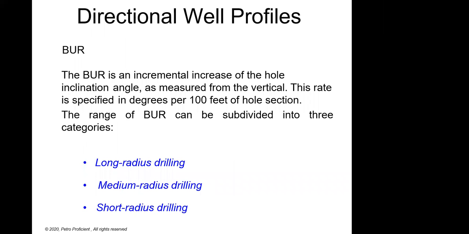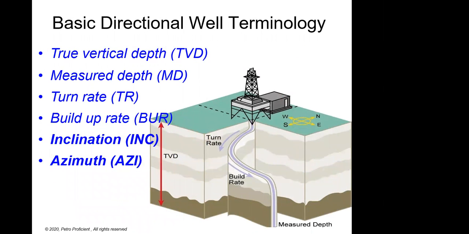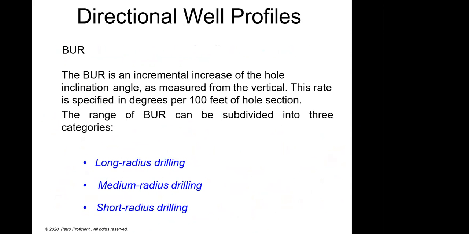Also, there is what is called the build rate that we just saw in this diagram. This is the build rate at which, from your vertical, you are building your angle. And in that, there are three categories: long radius, medium radius, and short radius. The range of build rate is divided into these three categories.